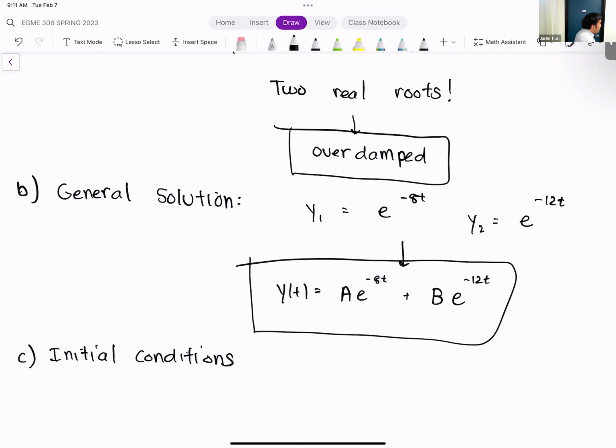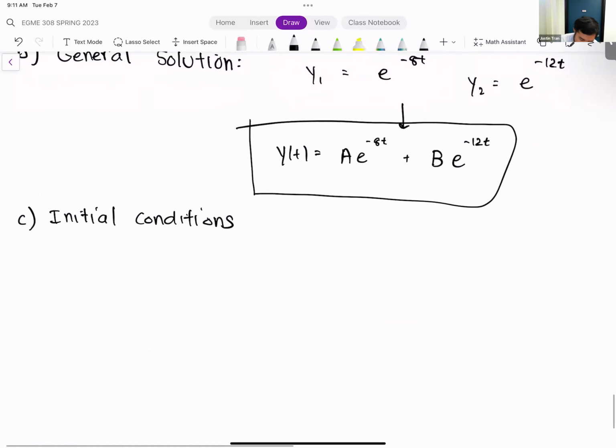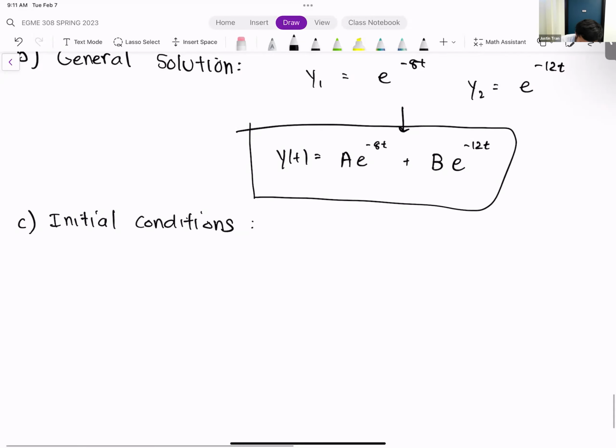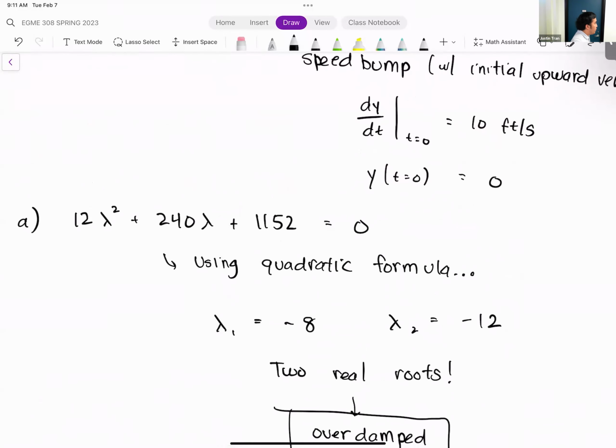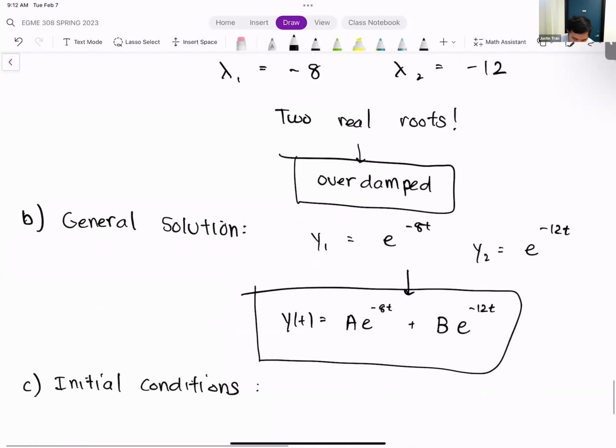Okay, and so finally, let's do part C. Let's go ahead and apply our initial conditions. We have two initial conditions here. If we look back at the problem statement, we have an initial condition on the velocity, and our initial velocity is going to be 10 feet per second. And we have an initial condition on the position, which is that we start from a rest position.